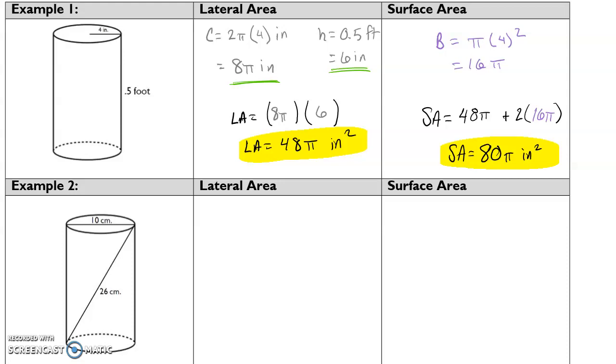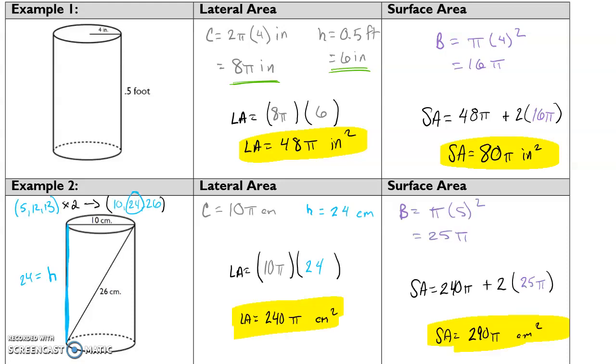Area of the base is 16 pi. There are 2 of those. Plus our 48 pi, we get 80 pi inches squared. And for example 2, the circumference is 10 pi. The height is 24 centimeters. It's a 5, 12, 13 right triangle times 2, giving us a 10, 24, 26 right triangle. Therefore, the lateral area, 240 pi centimeters squared, plus 2 times the area of the base for our surface area.